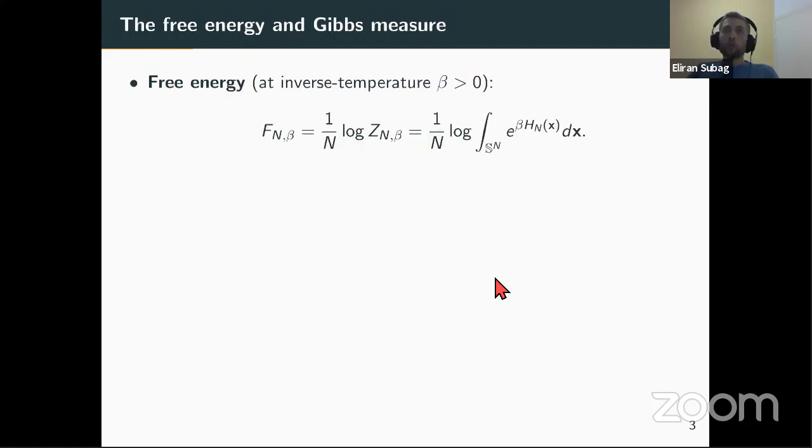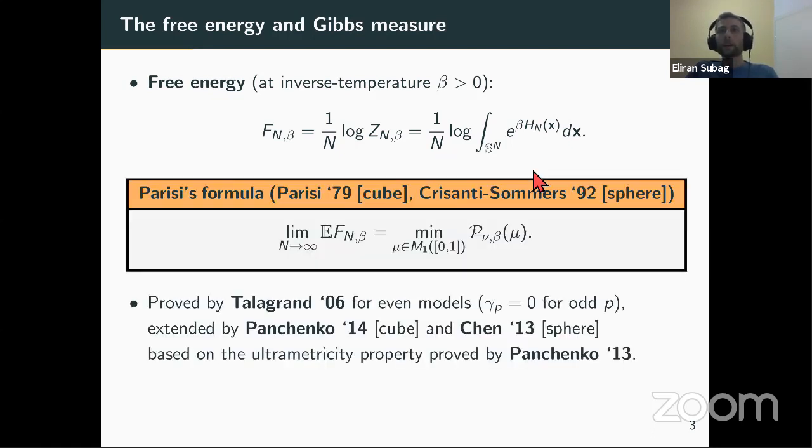Now, I will mostly talk about two objects, the free energy and the Gibbs measure. The free energy is a random variable that depends on the choice of a parameter beta called the inverse temperature. It's given by 1 over n log of the partition function, which is the following integral over the sphere. Probably the most famous result in this business is the Parisi formula, which expresses the limit of the free energy as n goes to infinity as a minimum of some complicated functional, which I will not even write, applied to a measure, and we minimize over the space of probability measures on the interval from 0 to 1.